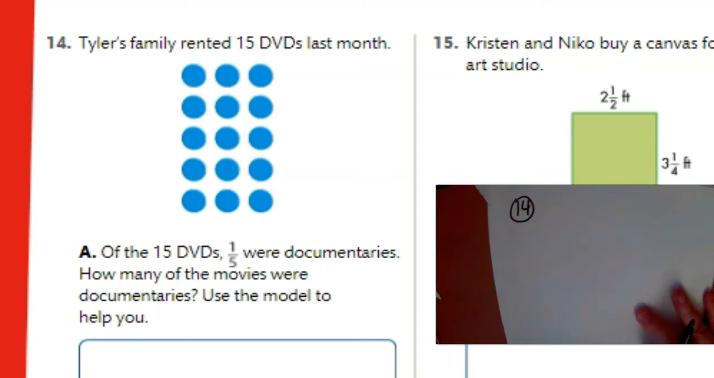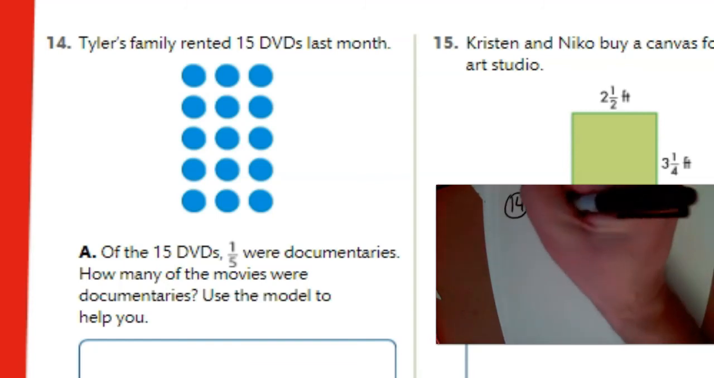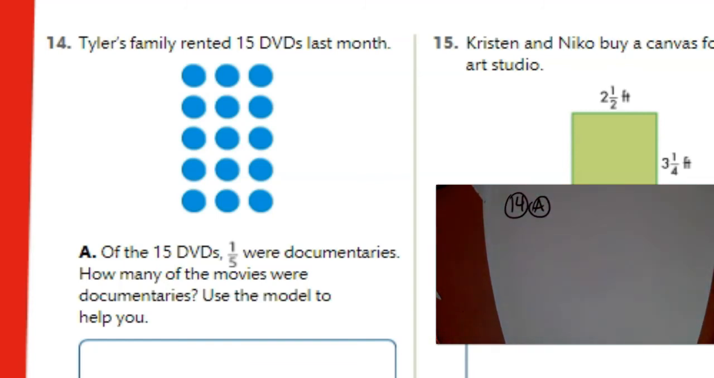It says, Tyler's family rented 15 DVDs last month. It gives you those blue circles, which maybe helps you to see, but there's 15 of them. So there you go. Letter A says, of the 15 DVDs, 1/5 were documentaries. How many of the movies were documentaries? It says use the model to help you.